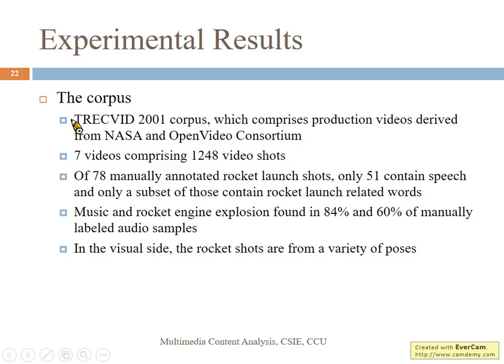In the following, we will describe the experimental results. The corpus they use, the corpus being the data set or the collection they use in evaluation, is the TRECVID 2001 corpus, which comprises production videos derived from NASA and the Open Video Consortium. It consists of 7 videos comprising more than 1,000 video shots. This is from very early years. And right now, we have hundreds or thousands of videos, or more than 10,000 videos in the corpus.